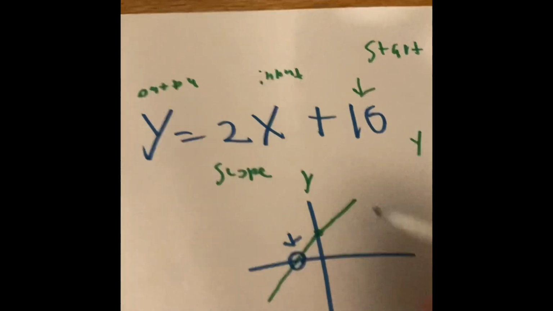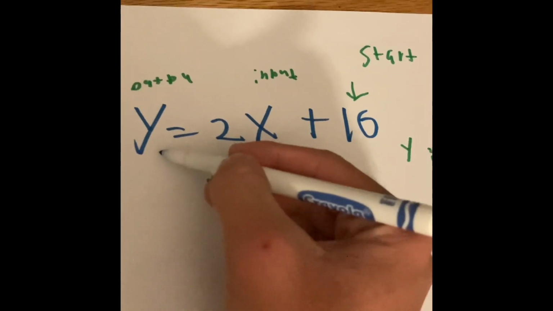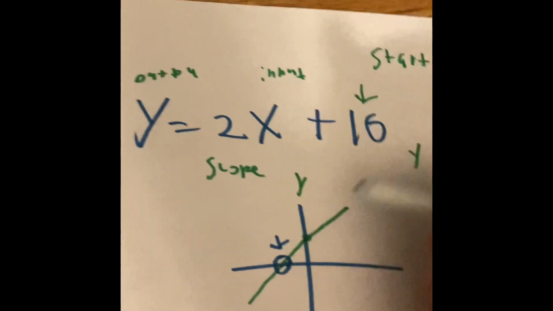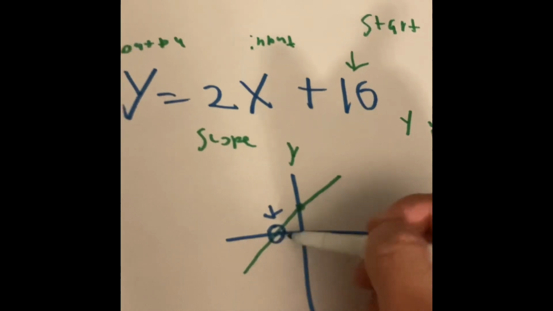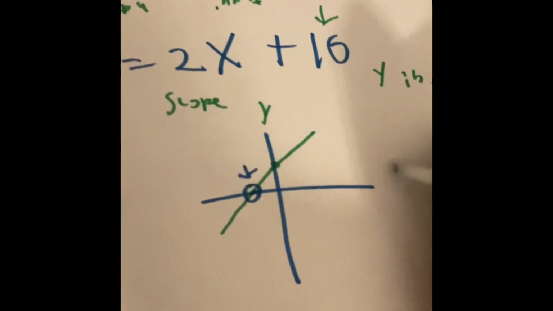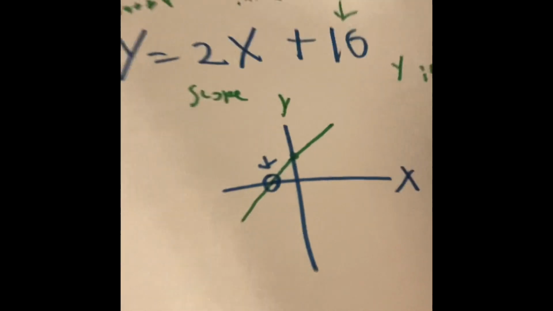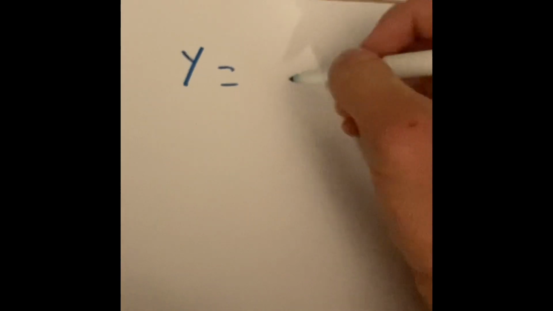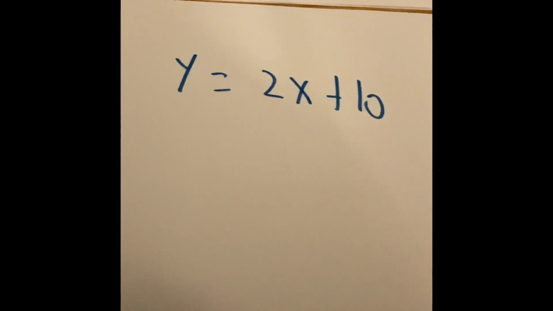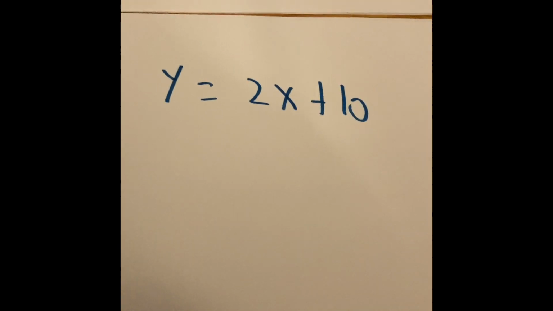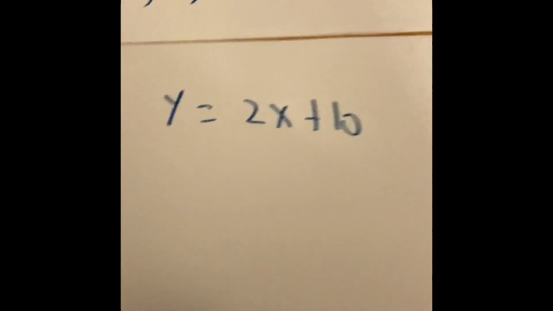So let's find out what the x-intercept of the equation y equals 2x plus 10 is. Remember, we're trying to find the point where the slope is striking directly at the x-axis. So we're going to put that equation on a blank piece of paper. Y equals 2x plus 10.